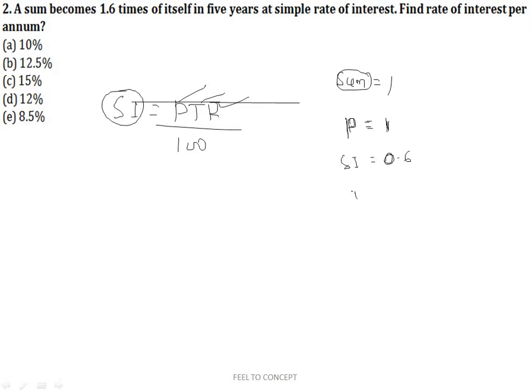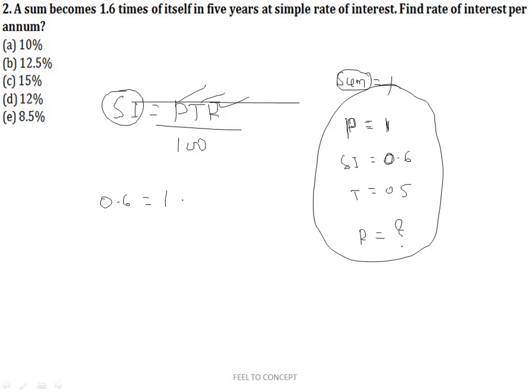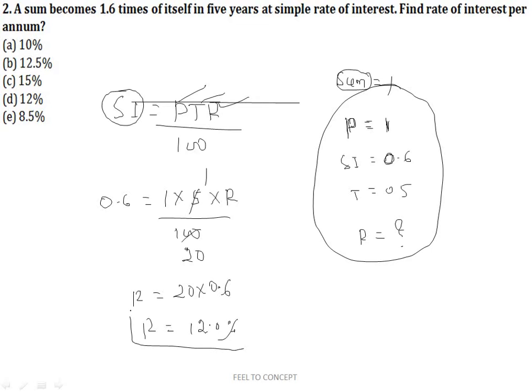In 5 years, T equal to 5 years at simple rate of interest. Find the rate of interest. We need to put these values into the same formula: PTR divided by 100, SI means 0.6, P is 1, T is 5 years, and R we need to find out. So R equal to 20 into 0.6, that is 12% is the rate of interest.